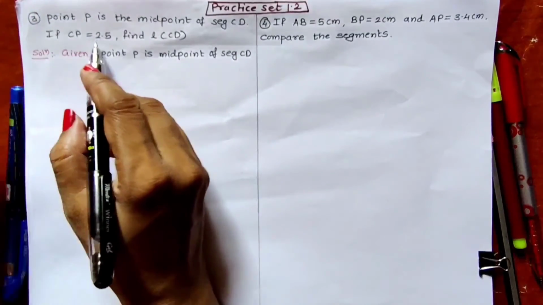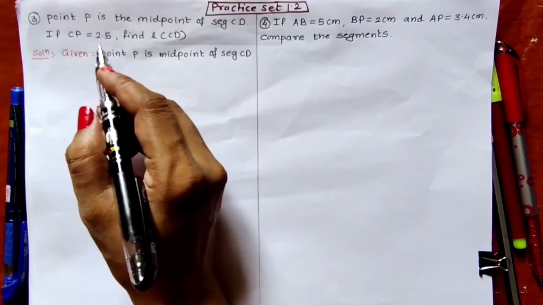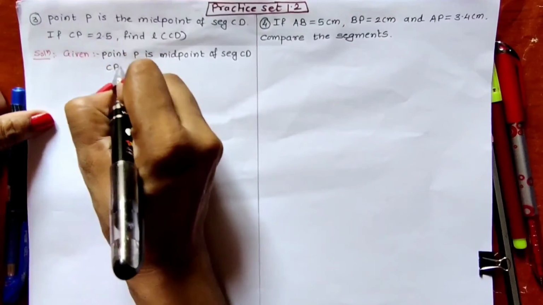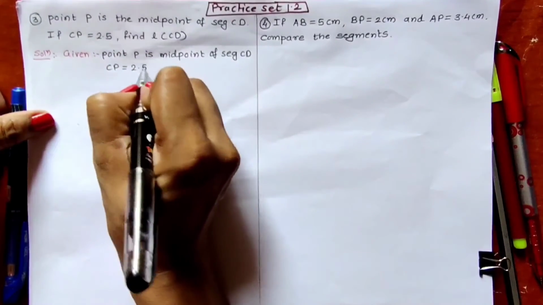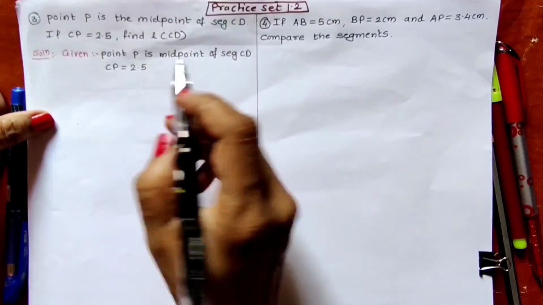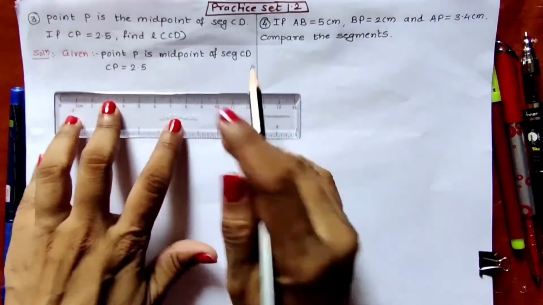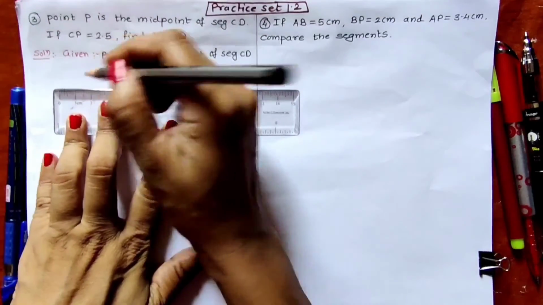And CP is equal to 2.5 is given to us, correct? So here this also we will be writing CP is equal to 2.5. We have to find length CD. Let us draw a segment CP which is 2.5. First we will be drawing any line.